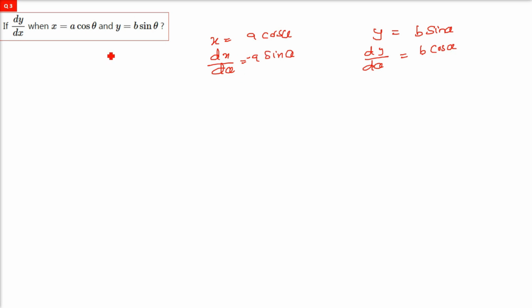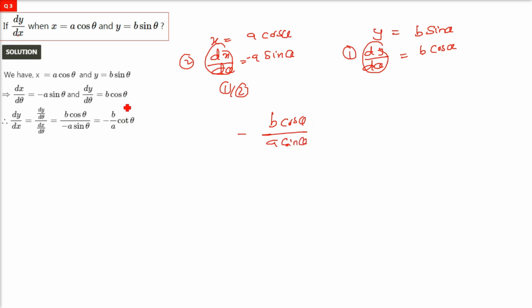Now you can find dy by dx. That can only be found when you divide dy by d theta by dx by d theta. What will you get? b cos theta divided by negative a sine theta. So minus b by a, and cos theta by sine theta you can write as cot theta. So dy by dx is minus b by a cot theta.